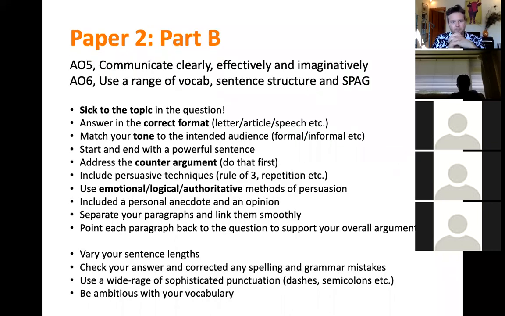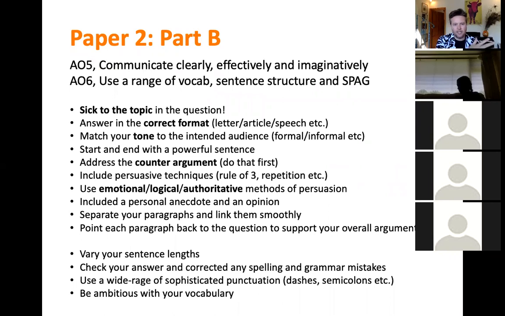Now, part B, paper 2, this is where you've got to write a persuasive answer. And a lot of students don't really get taught how to write persuasively. The best way, I think, is to remember there are 3 ways of being persuasive: either emotional, logical, or authoritative.